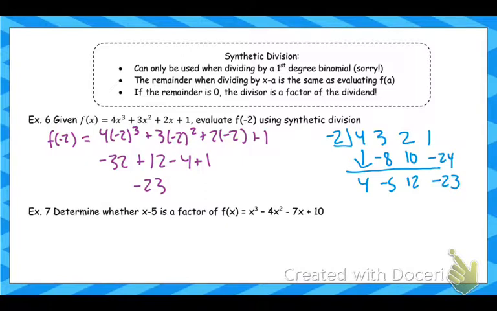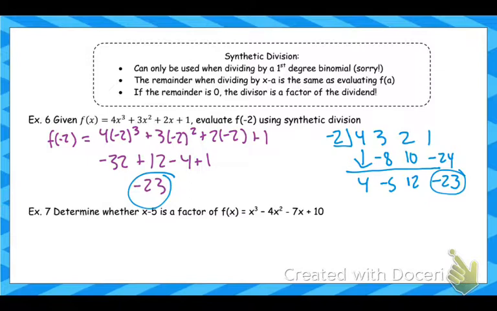And if you notice, when I evaluated f of negative 2, this is the answer I got. That answer is the same as the remainder when you do synthetic division. So that's just a nice little trick with synthetic division, which is something that can maybe help make some of the math a little bit easier for you if you don't have a calculator.